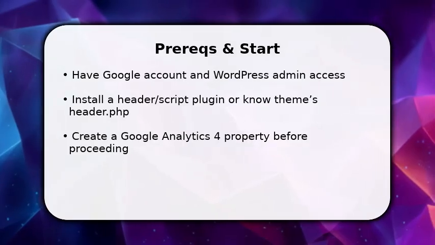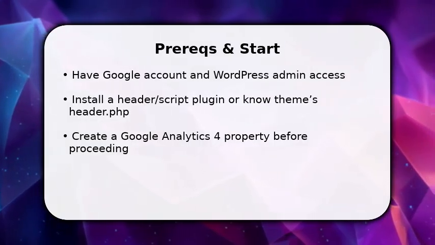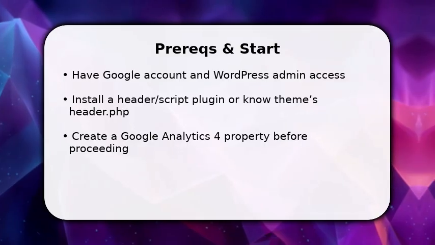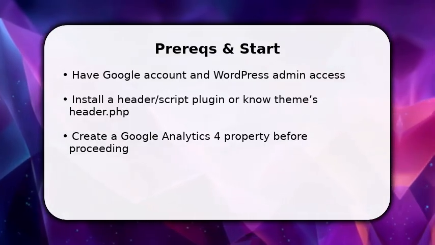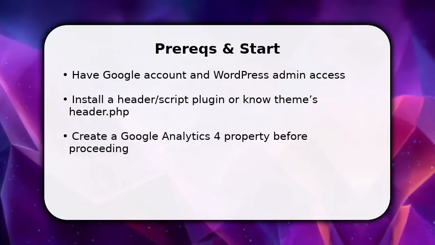You start by confirming two things. You have a Google account and WordPress admin rights. Once confirmed, open Google Analytics and create a GA4 property. Next, get the measurement ID, it begins with G, and copy it.